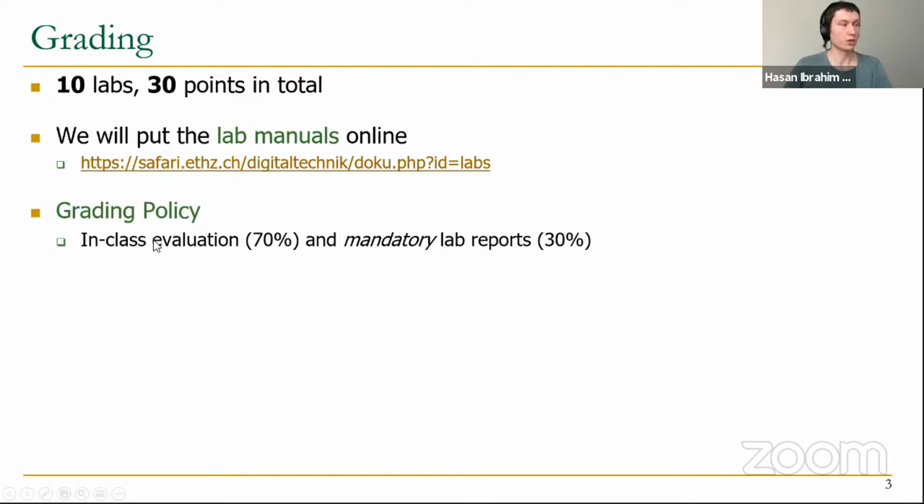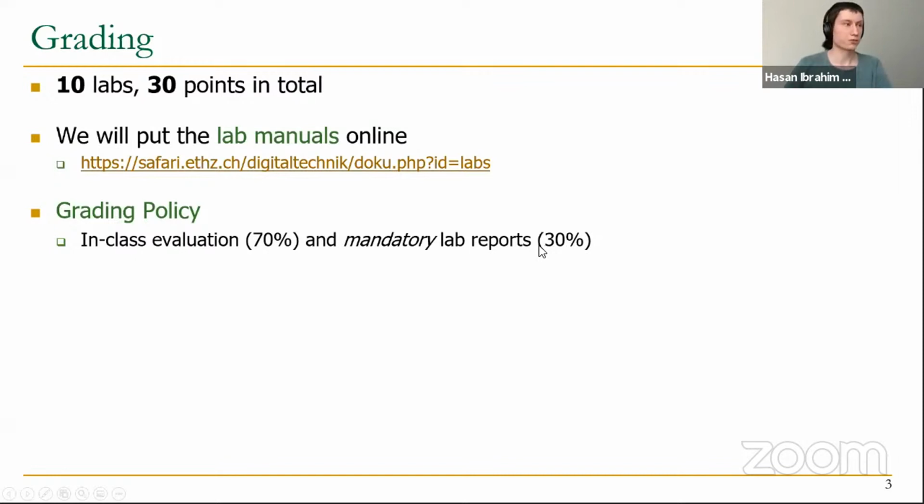First is in-class evaluation. This is a grade you get based on what percentage of the lab manual you have completed. You have certain tasks in every manual, so if you complete all of them, you'll get 70% of the grade of that lab session. And 30% will come from the lab reports.